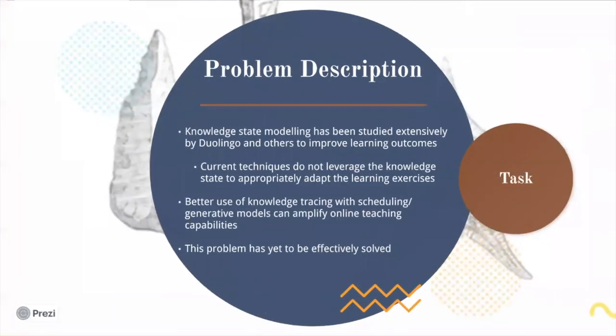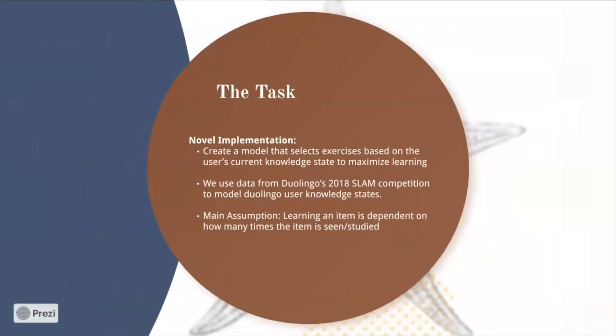Our project focuses on improving current methods related to knowledge state modeling. Knowledge state modeling attempts to quantify what a student knows and does not know. Knowledge modeling has been studied extensively by Duolingo for its ability to improve second language acquisition systems. Current state-of-the-art techniques do not leverage knowledge modeling effectively. By intelligently selecting exercises based on the current knowledge state of the student, online learning modules can greatly amplify their teaching capabilities.